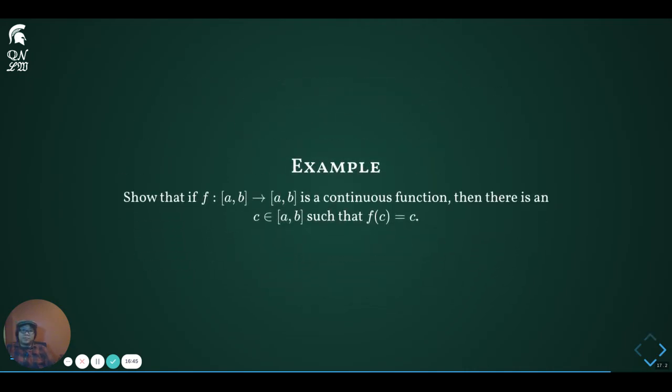This is a theorem. If f is a continuous function with domain [a, b] and takes values in the same interval, then there is a point c in the interval for which f(c) equals c. This is what is called a fixed point theorem, and is useful for finding out whether there is stationary behavior hidden within an otherwise dynamical process.